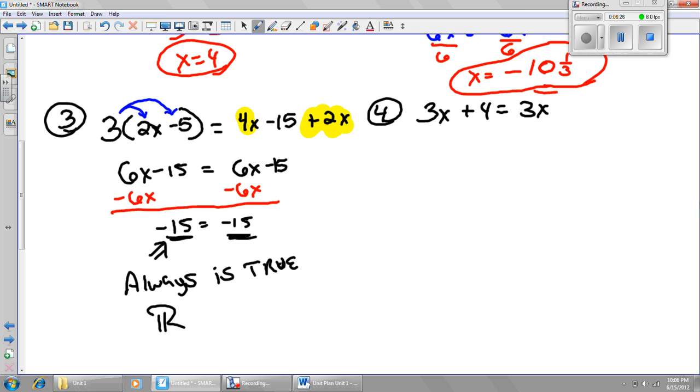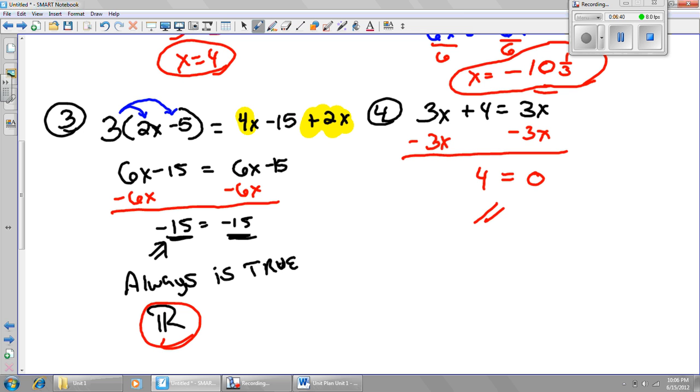All right, let's jump over to problem number 4. And I'm going to subtract 3x from both sides. And I end up with 4 equals 0. Now, when does 4 equal 0? It never is a true statement. 4 can never be the same as 0. Never. Not by itself. So this is an example where there is no solution.